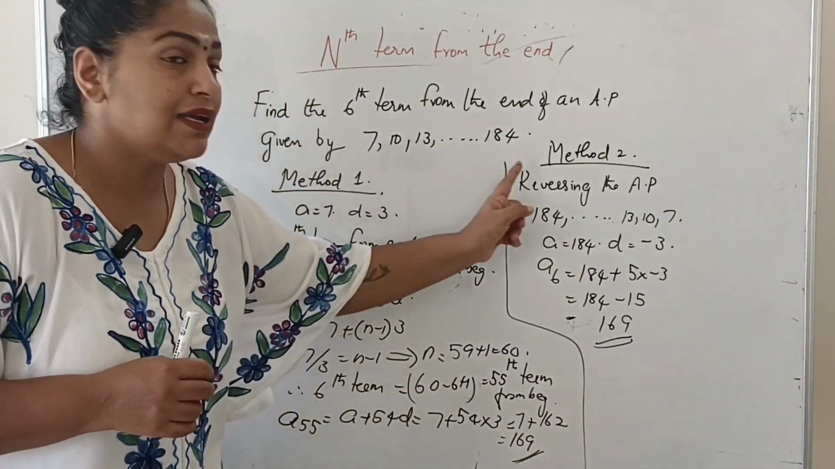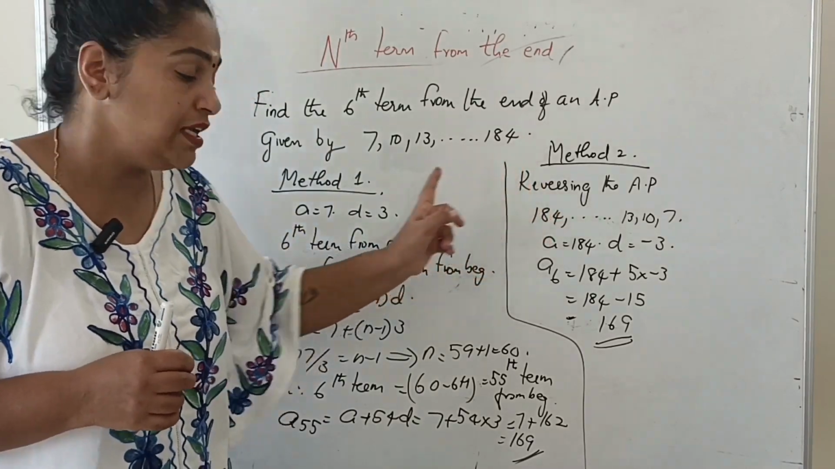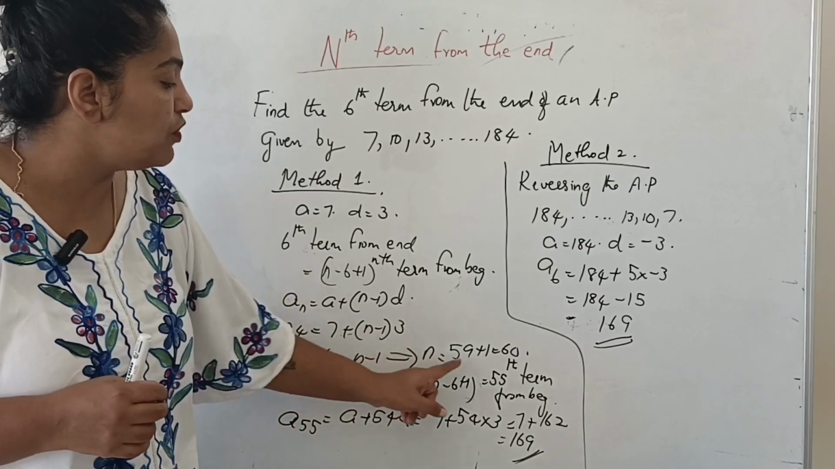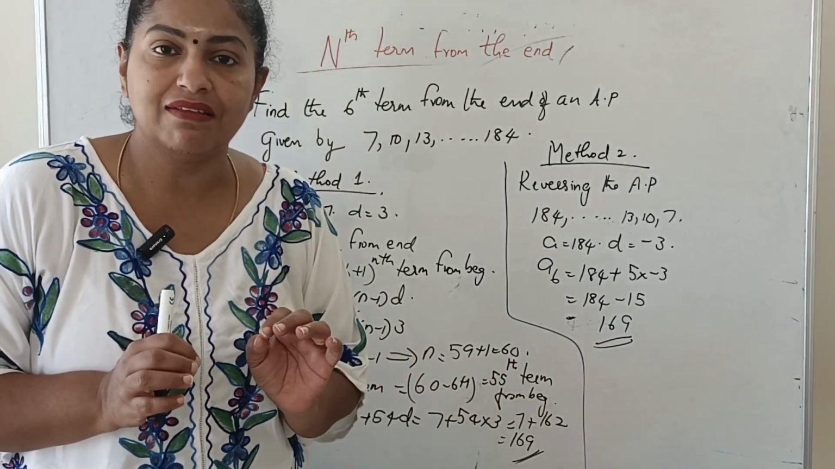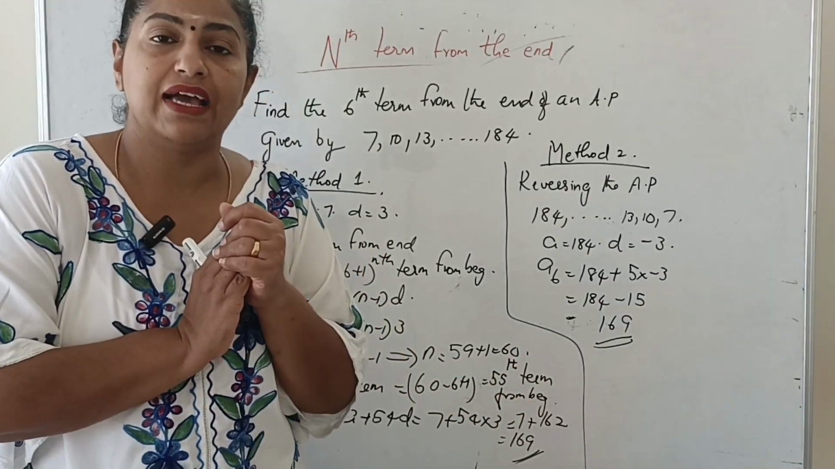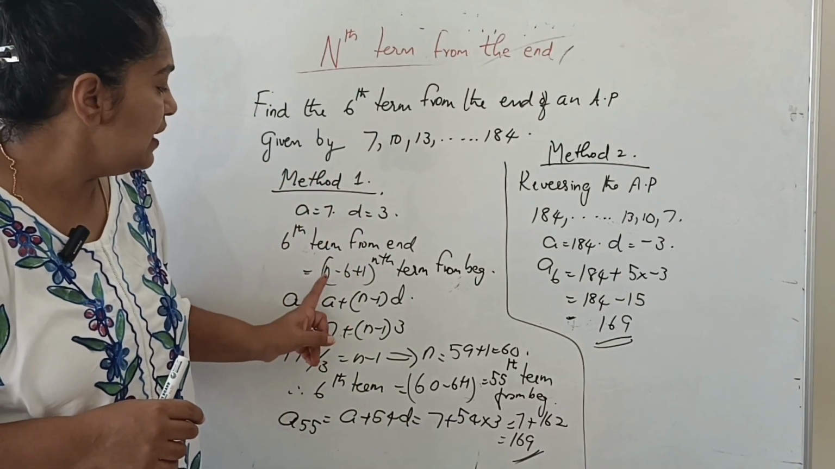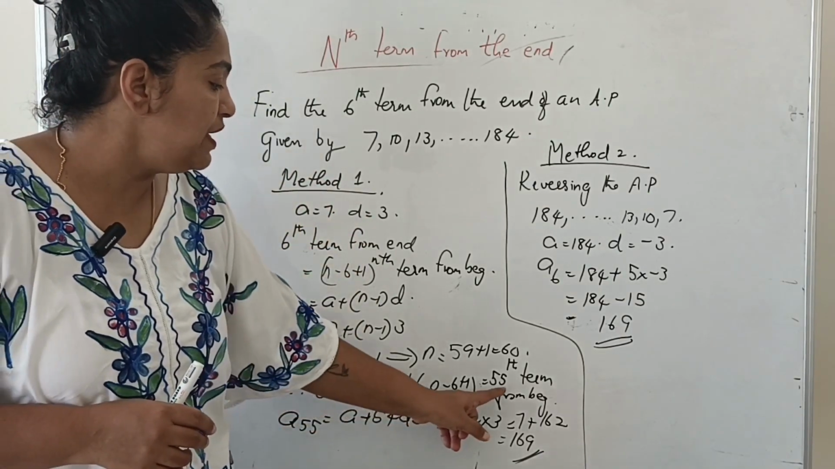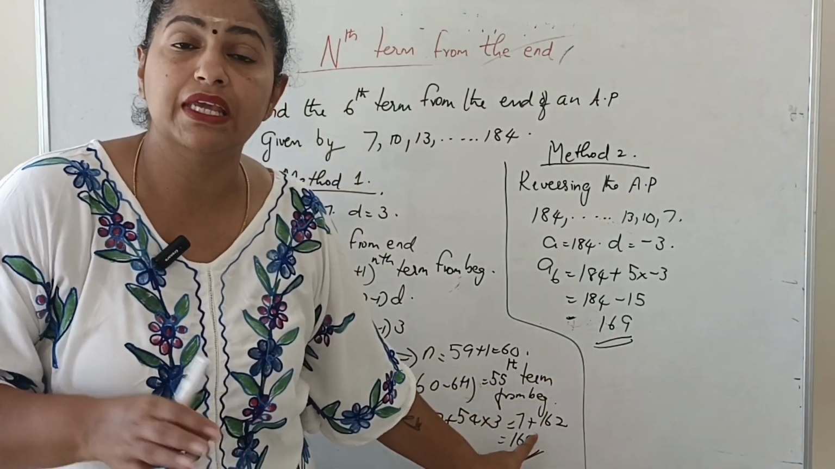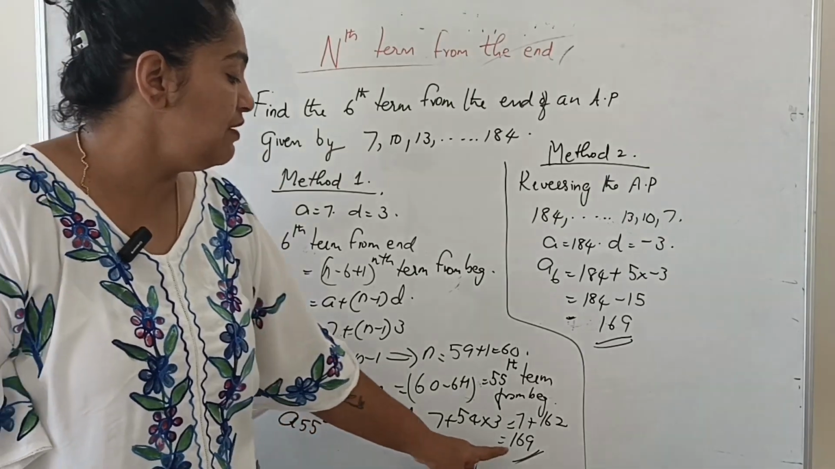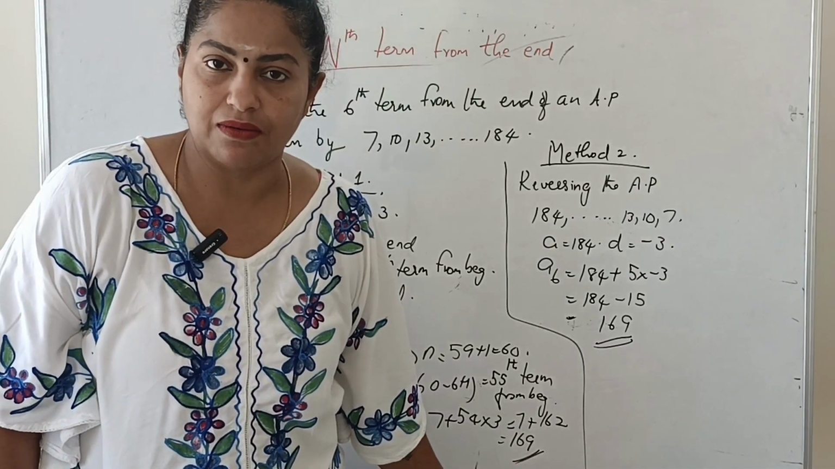So I am assuming there are n terms and the nth term is 184. I am applying the formula for the nth term in order to solve for the number of terms, which I am getting as 60. After getting it as 60, I am applying it in this particular formula. N minus 6 plus 1 will give me the 55th term from the beginning, and now I am finding A55, which is A plus 54D, which will give me 169.